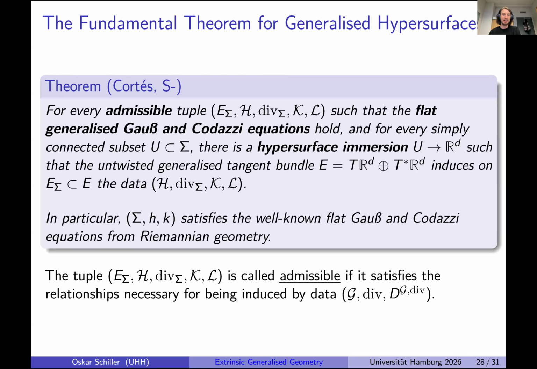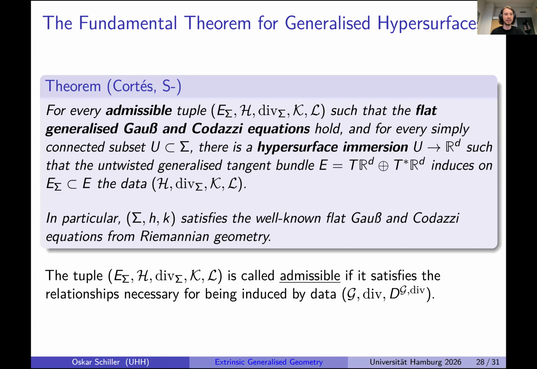In this setting, the generalized Gauss-Codazzi equations reduce to the ordinary Gauss-Codazzi equations, the flat Gauss-Codazzi equations. And so in particular, you get this data, the hypersurface equipped with a Riemannian metric and the second fundamental form, which satisfies the flat ordinary Gauss-Codazzi equations.